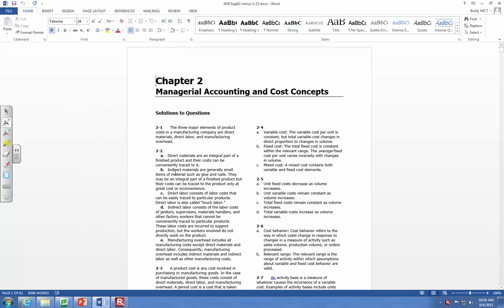We're talking about Chapter 2. We're categorizing costs. What kinds of categorization? What are we talking about? What versus what? Direct labor versus indirect labor. What else? Direct materials versus indirect materials. What else? Manufacturing overhead. Those are all classifications. We're talking about period versus product costs.